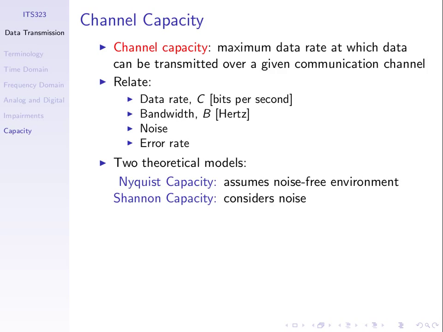We're looking at two theoretical models, two equations that people have developed that relate these factors, the Nyquist capacity and Shannon capacity, developed by Mr. Nyquist and Mr. Shannon. So they come up with models that give us how fast we can send data on a link, but under different conditions. Today we'll just do Nyquist capacity.